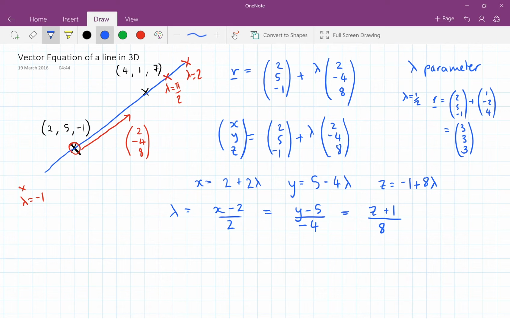So this is now the Cartesian form of the line. So this is the vector, this is the parametric, and this is the Cartesian form of the equation of a line. Where do we go next? Well, let's have a look at the equation of a plane, but that's another time.